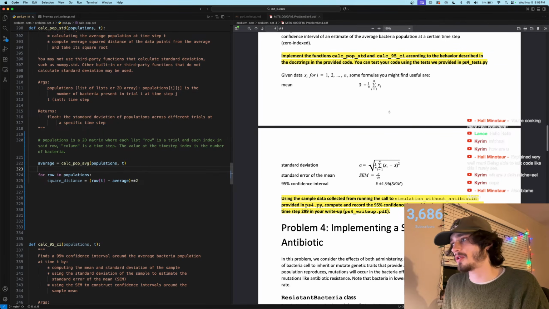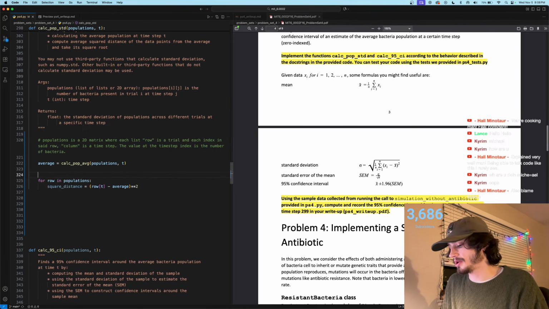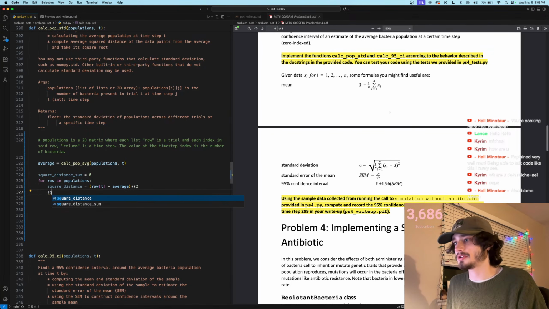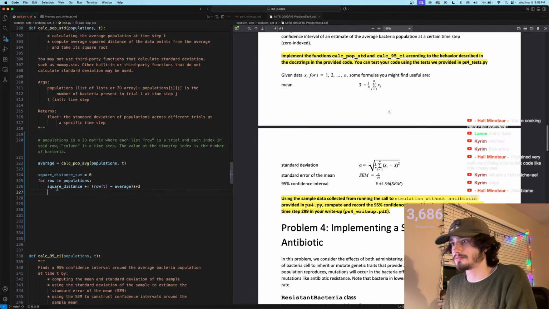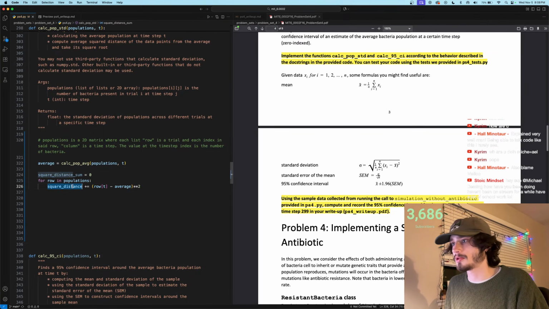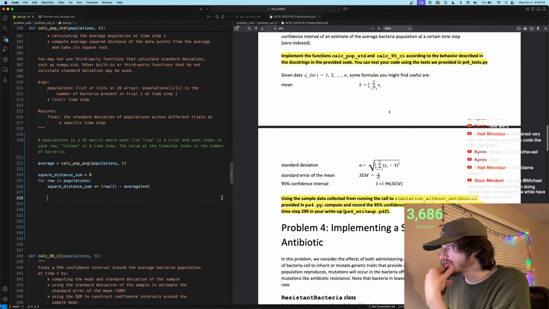Okay, so we're going to sum all of the square distances. So we'll say square distance sum is equal to 0. And then we're going to do square distance sum plus equals, and I guess we'll just put this here. Right? So that'll give us the square distance, and then we're summing all of those for all the values.